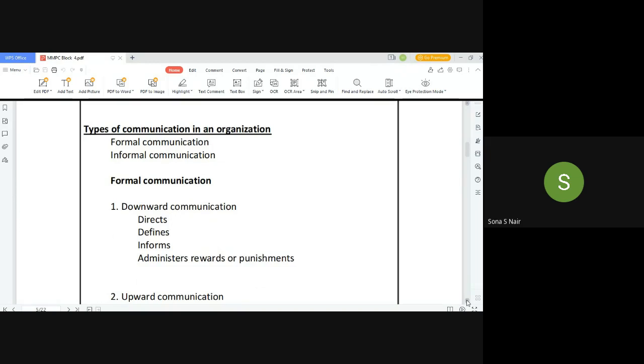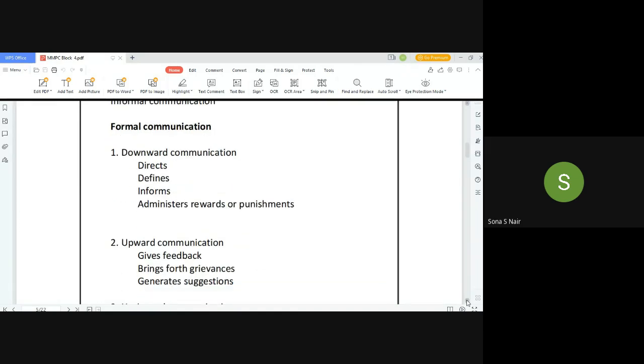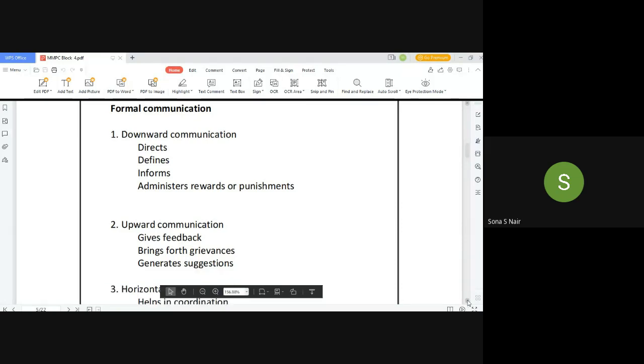So formal communication would mean the flow of communication between superior and subordinate. Formal communication is something which is valid as far as the organization is concerned, which is required as far as the organization is concerned, and it can be downward, upward, and horizontal. Downward is when it flows from the superior to the subordinate, and it directs, defines, informs, and administers rewards or punishments. Upward communication is from the subordinate to the superior.